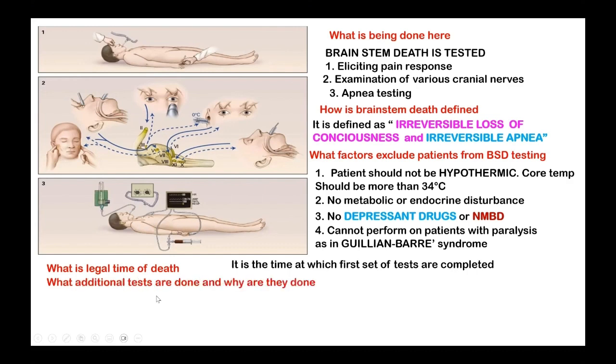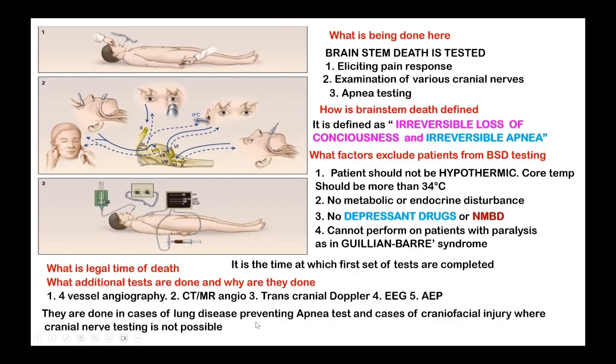What additional tests are done, and why are they done? Supposing the brainstem death is not very confirmatory: cerebral angiography, four-vessel angiography, cerebral scintigraphy, CT angio or transcranial Doppler, EEG, and auditory evoked potentials. These are all the other tests that are done. They are done in cases of lung disease preventing the apnea test, or cases of craniofacial injury where cranial nerve testing is not possible. These are all the indications for the other testing.